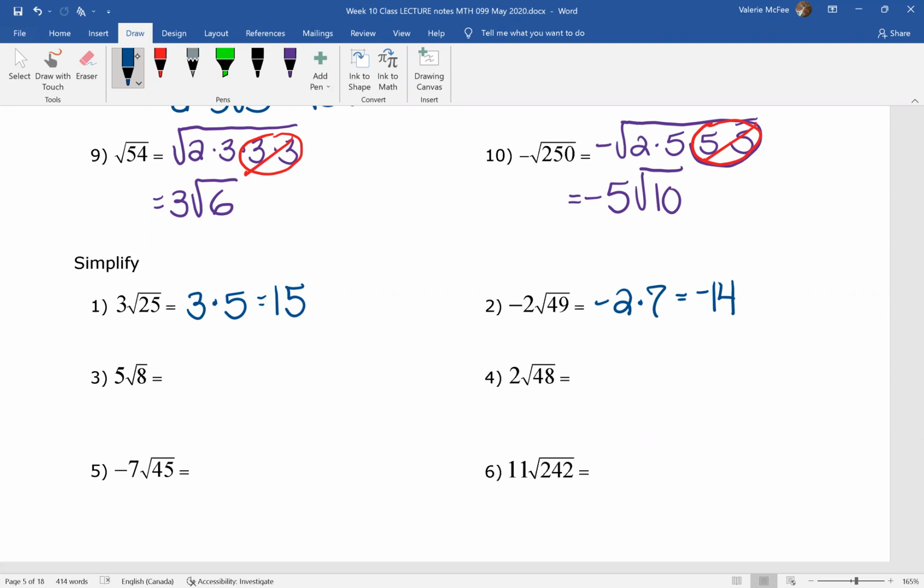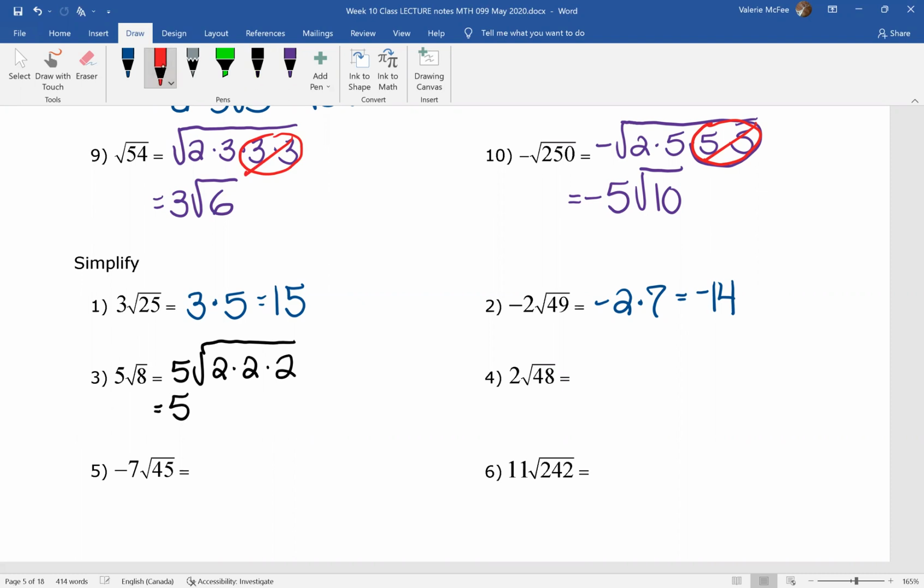The rest of these are a little bit different. We don't have perfect squares inside the radical, so we need to simplify. Don't forget about that integer out in front. We have 5 times the square root of 8, but I'm going to prime factor 8.